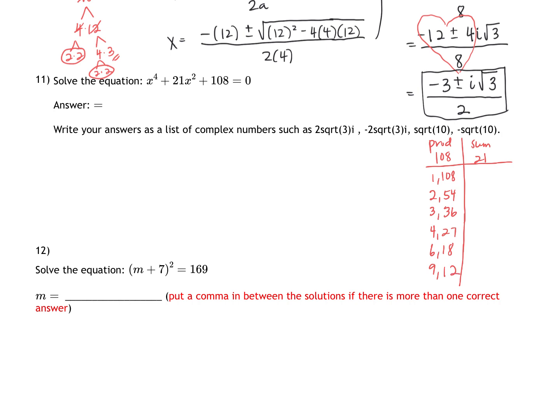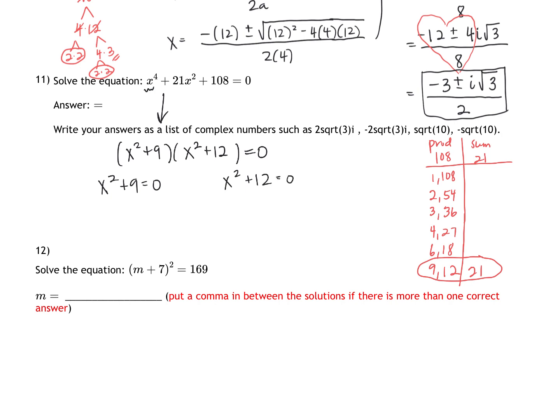So let's see, 9 plus 12 is 21, so that's the pair that I can use. So this problem factors into x squared plus 9 and x squared plus 12. But since it's not x squared, it's x to the 4th, I have to split that up into x squared and x squared. So now I can set each factor equal to 0 and solve separately.